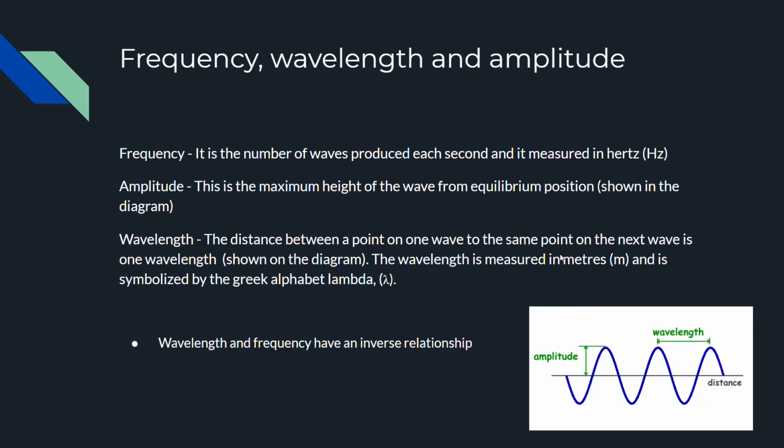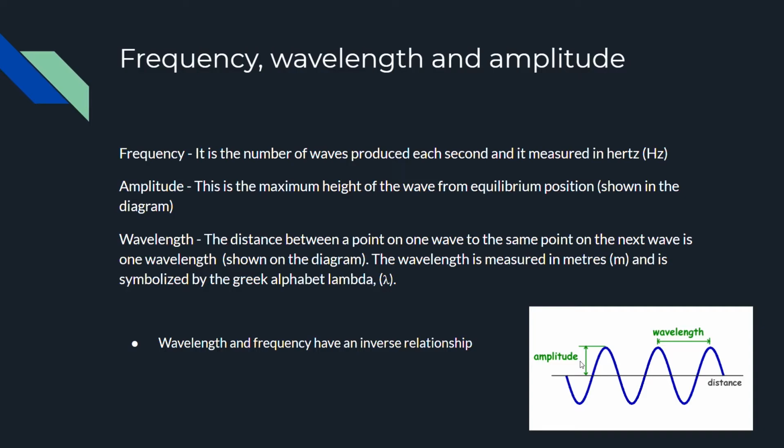Frequency, wavelength, and amplitude. Frequency is basically the number of waves produced each second, and it's measured in hertz. Amplitude is the maximum height of the wave from equilibrium position. It's shown in the diagram, so it's basically from here to here.